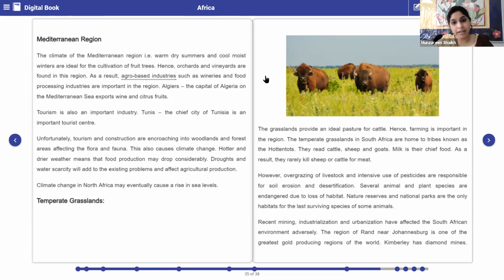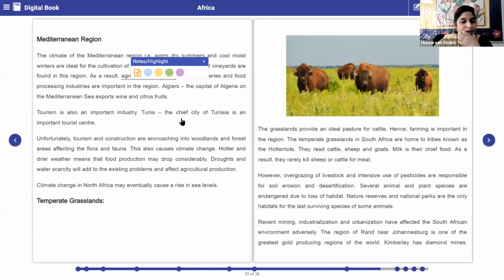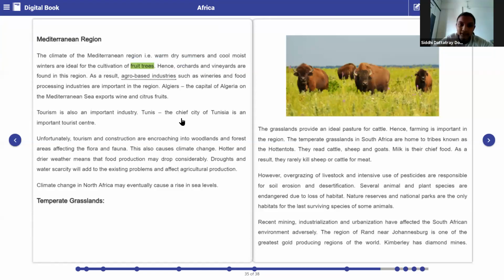The climate of the Mediterranean region is what? Warm, dry summers and cool, moist winters. And these two climates are very ideal for cultivation of fruit trees. Underline this. So in the Mediterranean region, which type of trees do we find? Fruit trees. And why do we find fruit trees in the Mediterranean region? What is the reason? Because of the climate, because of the dry summers and cool moist winters. Yes, because of the climate. That means it has warm, dry summers and cool, moist winters.